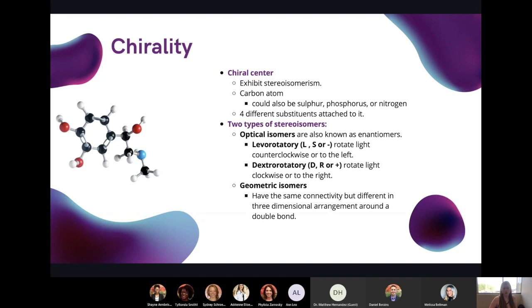Optical isomers are also known as enantiomers. 2 examples of enantiomers are levorotary, which can be labeled as L, S, or negative, which rotate light counterclockwise or to the left, and dextrorotary, which is labeled as R, D, or positive, which rotates light clockwise or to the right. Geometric isomers have the same connectivity but differ in three-dimensional arrangements around a double bond. So we're going to be talking about optical isomers as it relates to local anesthetics.